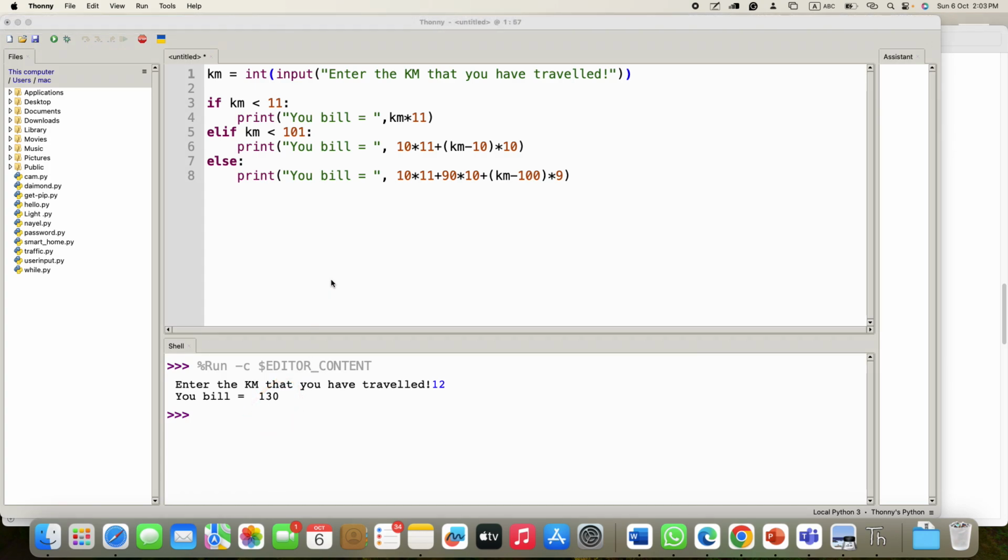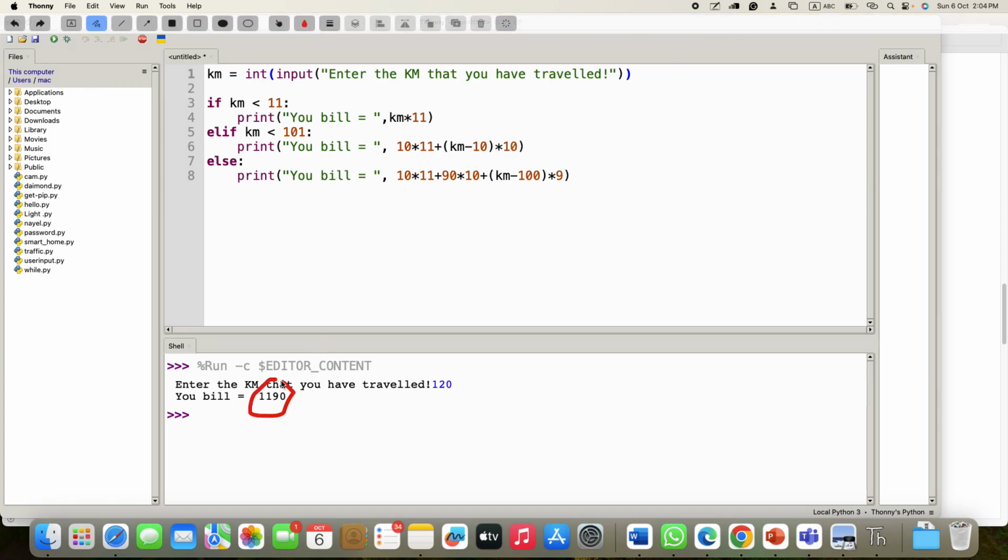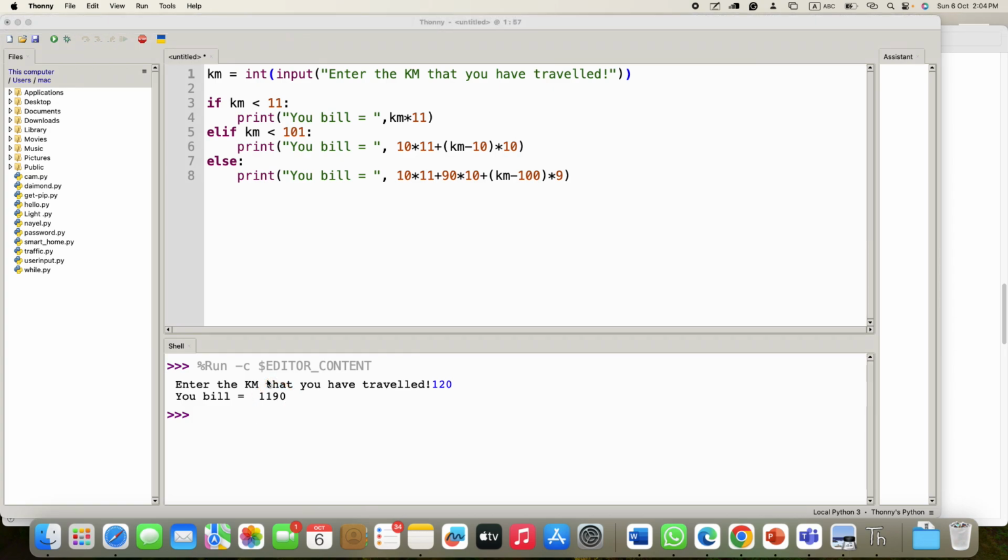What is the last one then? 120. Now if I run it again and this time I say 120, right? So first 10 will be multiplied by 11, the remaining 90 will be multiplied by 10, and the last 20 will be multiplied by 9, and that's why I get my bill 1190, right? So this is how you do this billing application. Now any question? Did you get what I did there? All right, that's good. No question. Thank you for that.